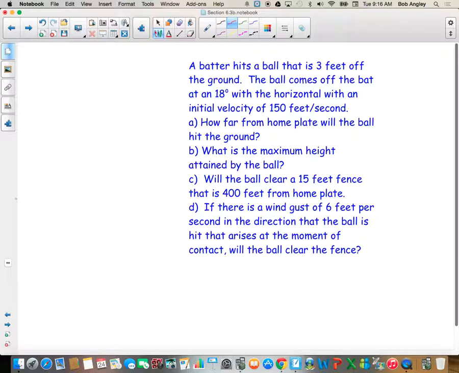We're going to do this problem. Now, this is one where I got it printed on yours so you can see it. We want a batter to hit a ball that's 3 feet off the ground, and the bat's going to come off the ball at an 18-degree angle with the horizontal with an initial velocity of 150 feet per second. And then we want to find out how far from home plate the ball will hit the ground. That's the first thing, but we're going to find all of these things right here for a time here.